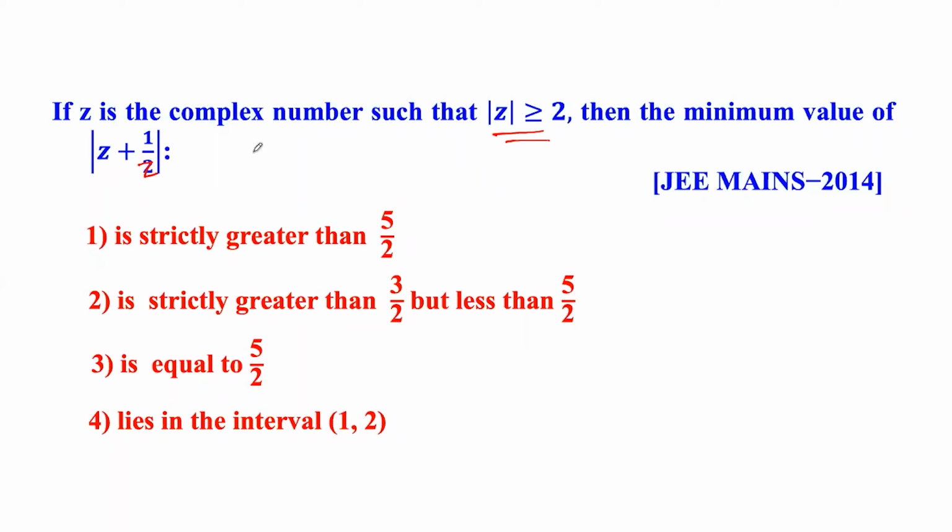But in this question, they have asked with a constant, right? Maybe the question will be converted into z plus 1 by z. Many times you have seen that question, but in JEE they have asked the question z plus half, right? This value is given half. Then how to find this? See this, right? Since mod z is given less than or equal to 2, right?